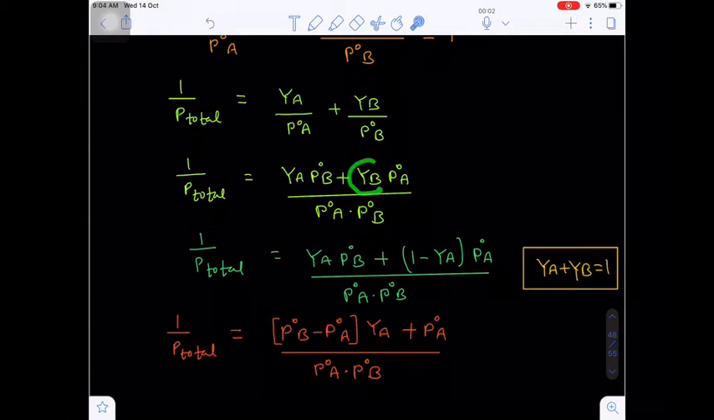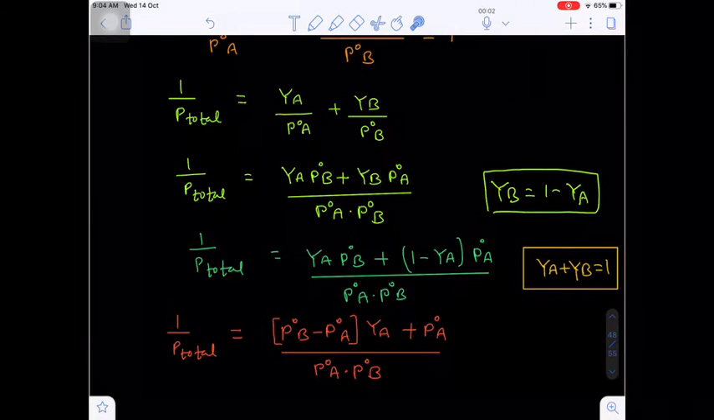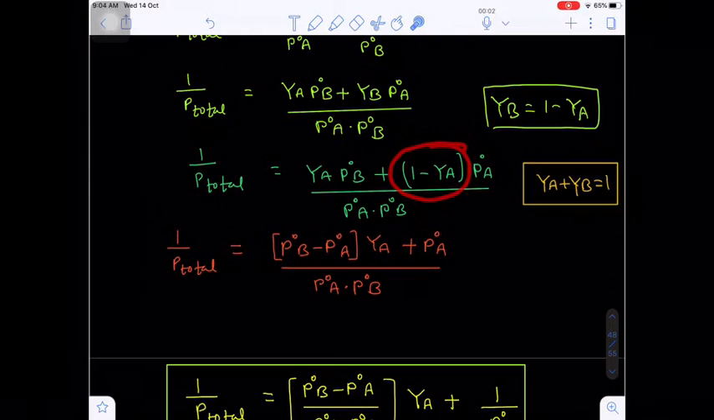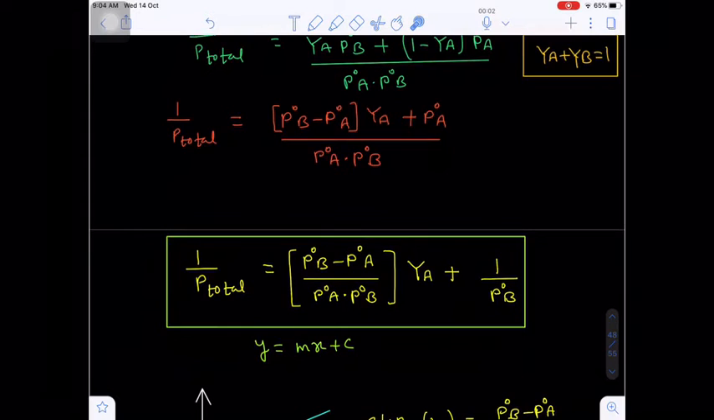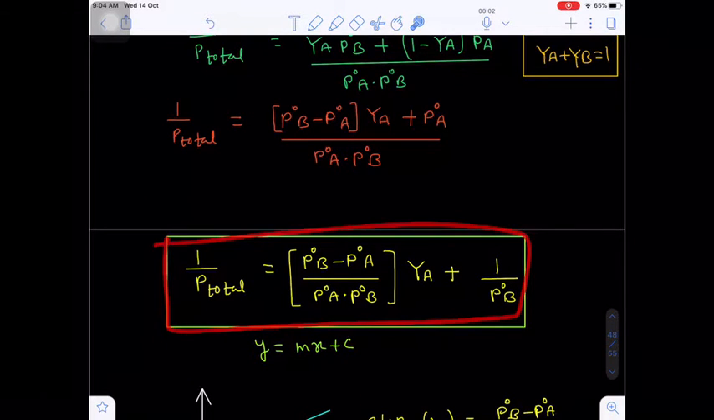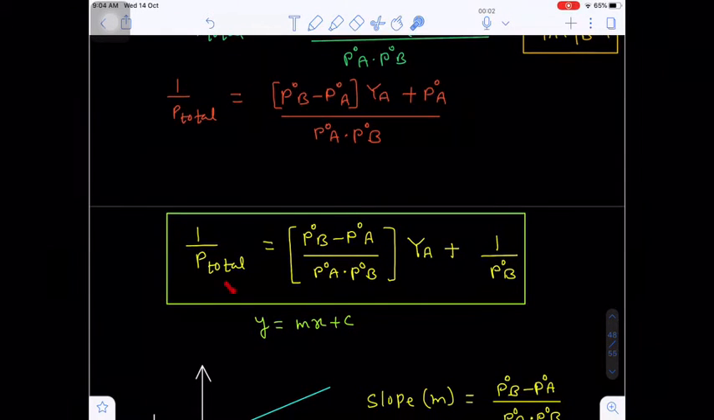Again what I am trying to do here, instead of Yb, that is the mole fraction of component B in the vapor phase, Yb will be equal to 1 minus mole fraction of component A in the vapor phase. Yes, that is Ya. So instead of Yb, shall I write here 1 minus Ya. Okay, after simplification you will get the final expression, that will be 1 by P total will be equal to P naught B minus P naught A upon P naught A into P naught B into Ya plus 1 by P naught B.